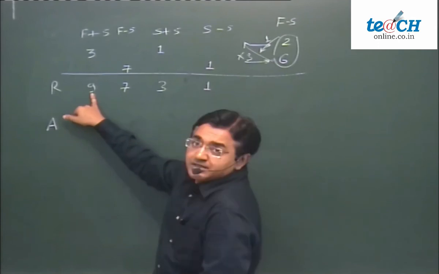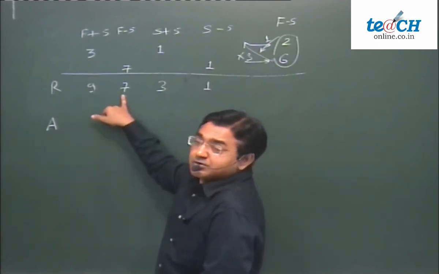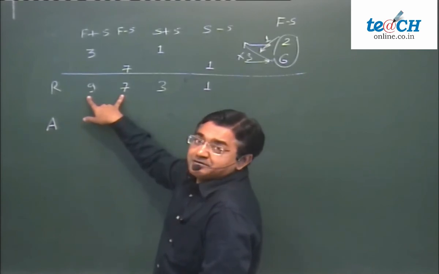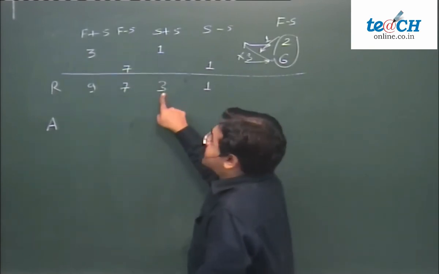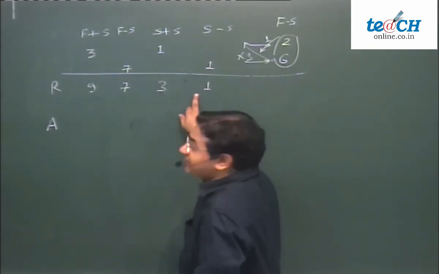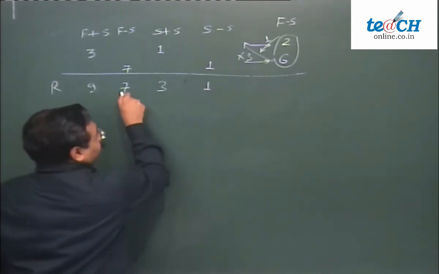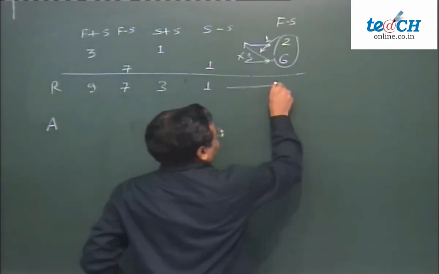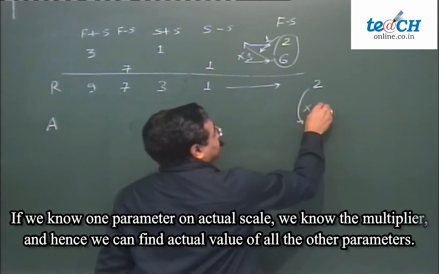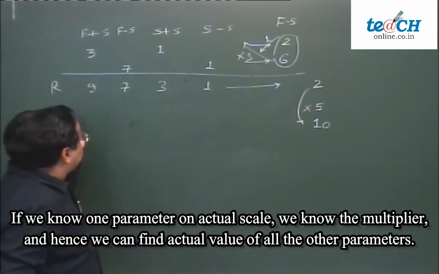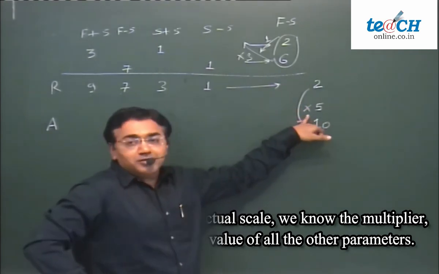Think about it. This age is father's age 5 years hence, and this age is father's age 5 years ago. So the difference between these two ages has to be 10. F plus 5 minus F minus 5 will have to be 10. The same applies here. Son's age 5 years hence, son's age 5 years ago. The difference between these two should also be 10. So whether you take this difference or that difference, it is 2 on the ratio scale, but on the real scale this is 10, and hence my multiplier is 5. You know that if I know some numbers on the ratio scale and I know one of them on the absolute scale, I know all of them on the absolute scale because I know the multiplier.